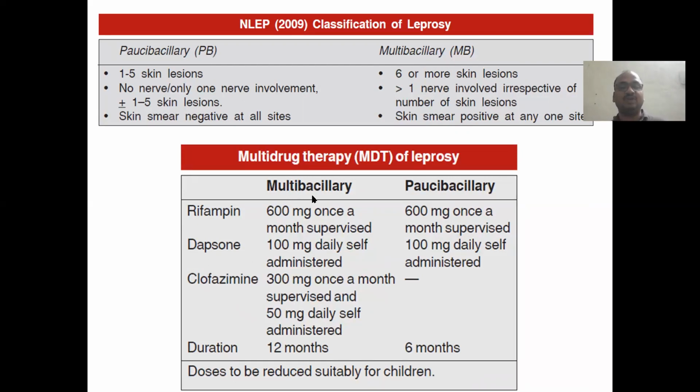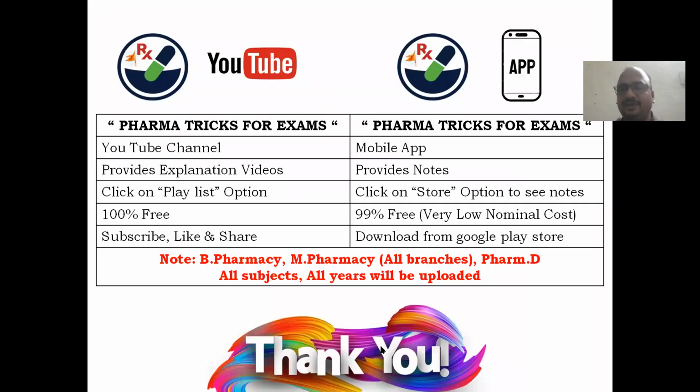In multibacillary, we are giving 3 drugs: rifampin, Dapsone, clofazimine. And in paucibacillary, we are giving only 2 drugs: rifampin and Dapsone. Right. So I will end my session here.